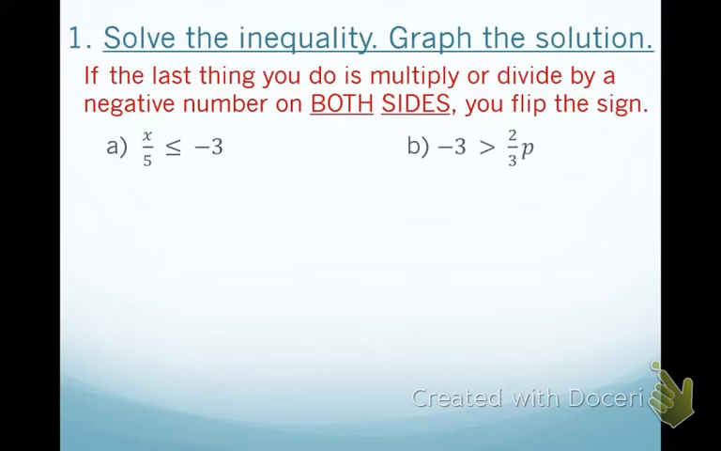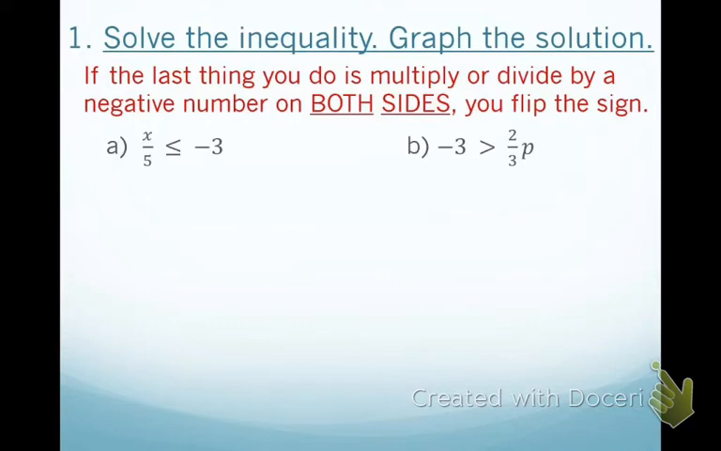All right, guys, read me what it says in red. If the last thing you do is multiply or divide by a negative number on both sides, you flip the sign, okay? So we're going to check to see each time if we need to flip our sign or not. Let's look at the first problem, problem A.